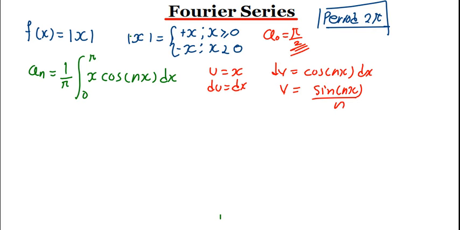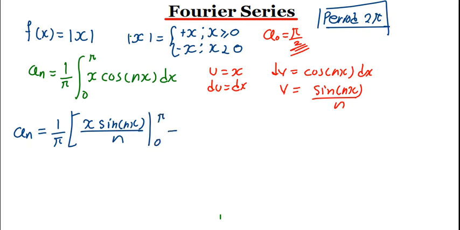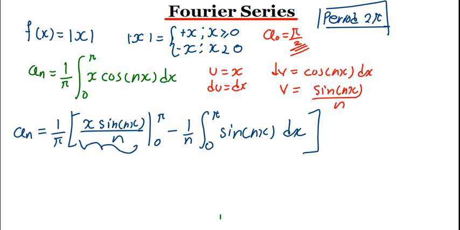We observe that by integration by parts, this is going to be equal to, I still have my 1 over pi outside. So u times v, that's going to be x times sine nx divided by n, evaluating from 0 to pi, then minus v du. This is a constant here, so I can just place it outside. That will be 1 over n integrating from 0 to pi of sine nx dx. You close the bracket because of what you have right here. Very important. So this one right here gives you a zero, so you can forget about that.